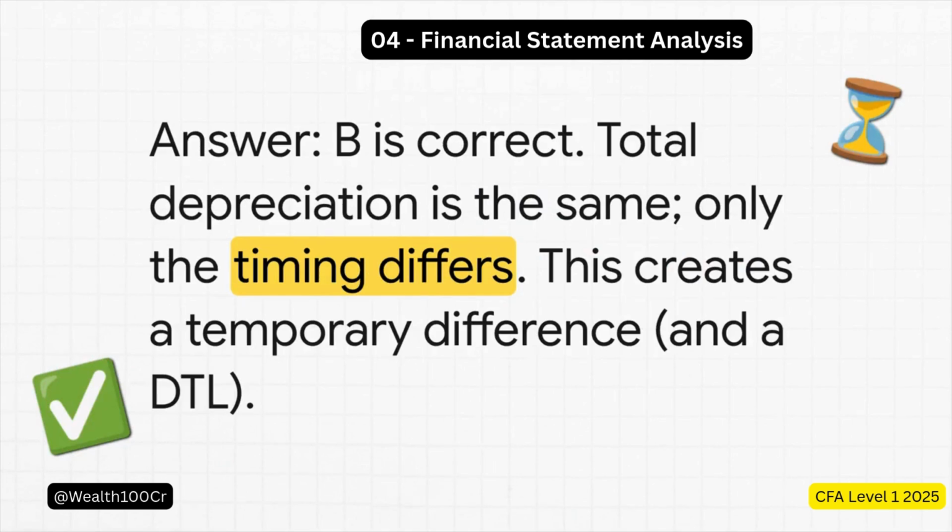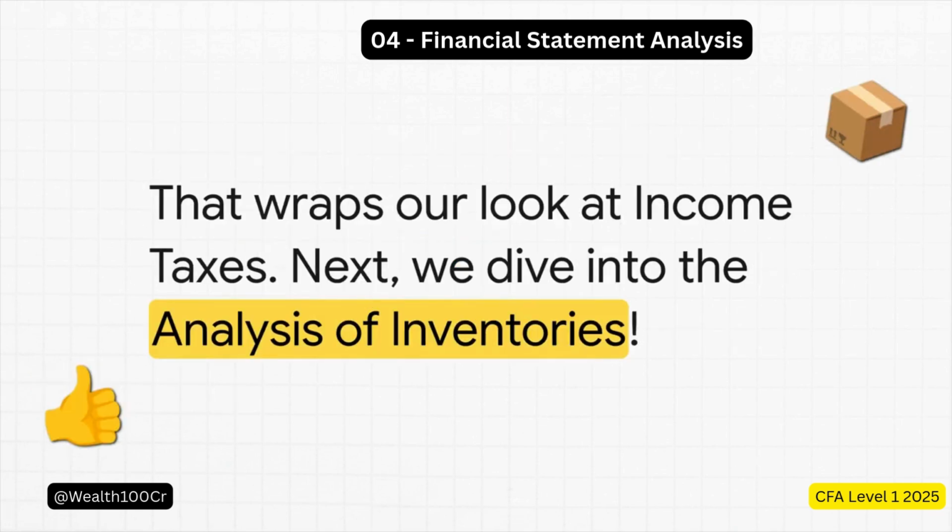And the correct answer here is B, a temporary difference. Why? Because over the life of the asset, the total depreciation is exactly the same. The only thing that's different is the timing. And just to take it one step further, we know that this specific kind of temporary difference results in a deferred tax liability.